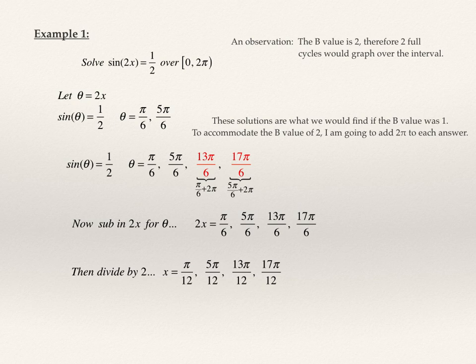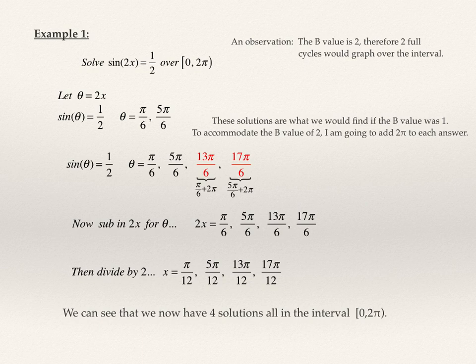Now to finally solve and get my answers, I have to go back and sub back in 2x for theta. So if I replace theta in the previous line with 2x, I know 2x is equal to these 4 answers. So now when I divide by 2, I get my 4 answers: pi over 12, 5 pi over 12, 13 pi over 12, and 17 pi over 12. Now just to help us understand this a little bit, we can see that we now have 4 solutions all in the interval 0 to 2 pi.